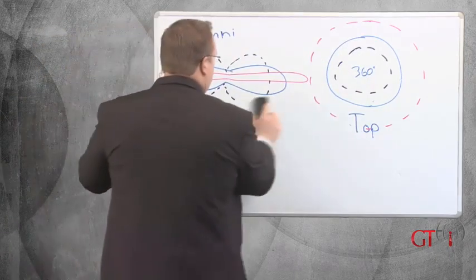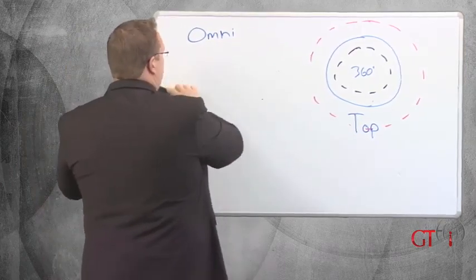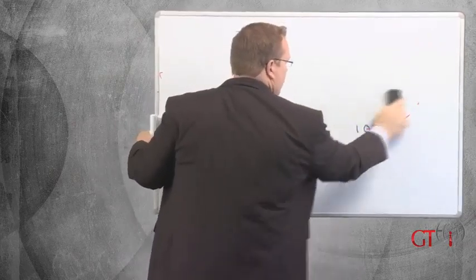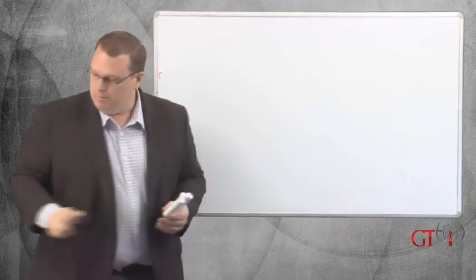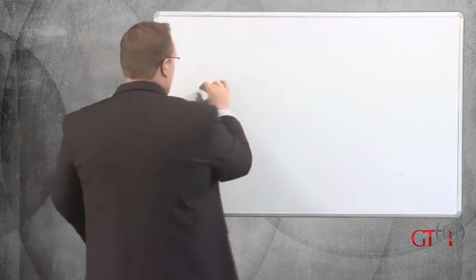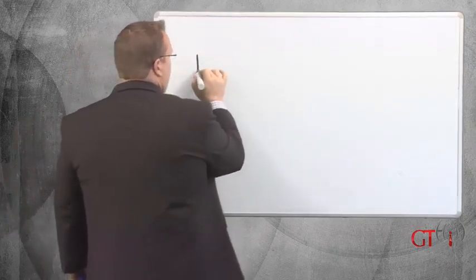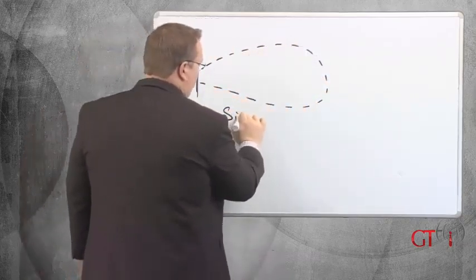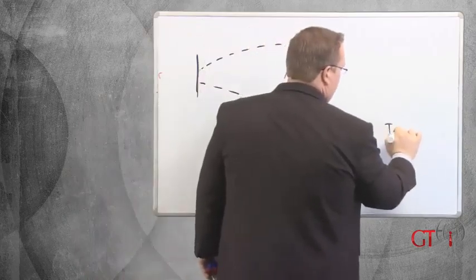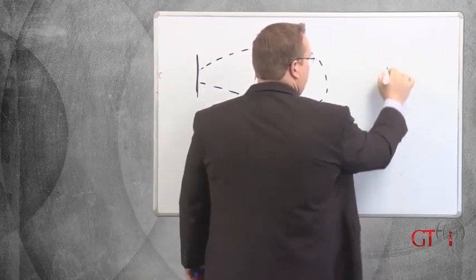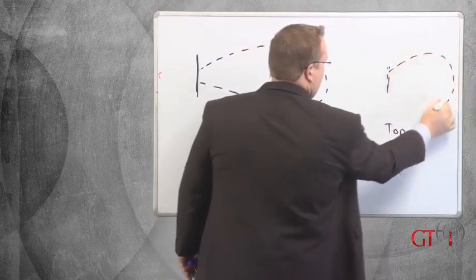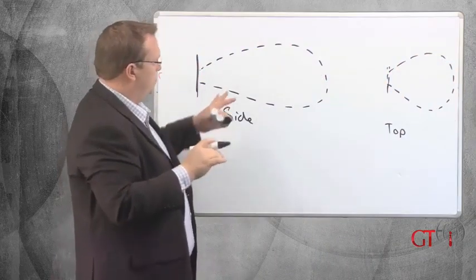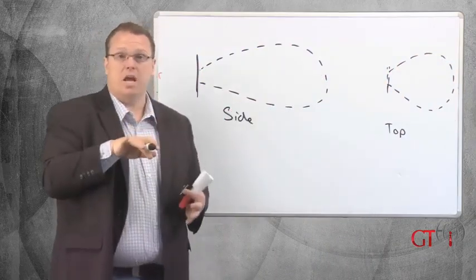The next is semi-directional. A semi-directional antenna, as you can imagine, is not omni. It's not transmitting in a circle. It may have a pattern, let's say the antenna's right here. It may have a pattern that looks something like that. This is your side view, your top view. Instead of the circle, like we showed before, the top view may look like this. So basically from the top and the side, they can almost be the same.